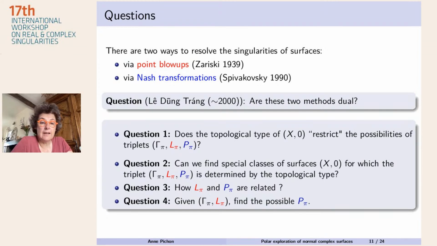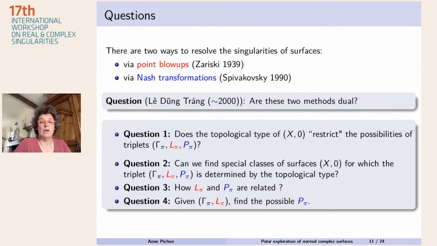Another question, also very natural, is: can we find special classes of surfaces for which this triplet is determined by the topological type? Okay, we previously saw that it is not a topological data, but are there special types of surfaces for which it is the case? Another question, maybe closer to Lé's questions, is how the two vectors L pi and P pi are related. Is there a natural relation between them?